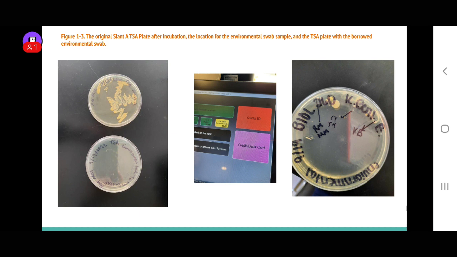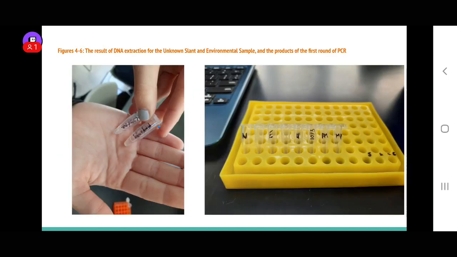However, the environmental swab, which was taken from this location in the middle of that kiosk in the cafeteria, did not have any growth, so we borrowed from the other lab group. In the right picture, we have the location on their petri dish with some colonies where we got ours for the rest of the test.